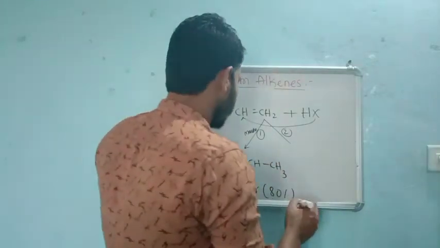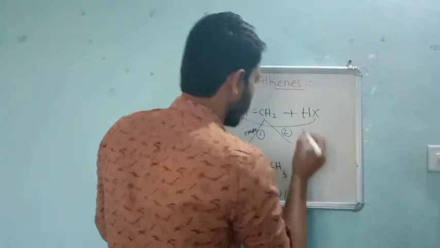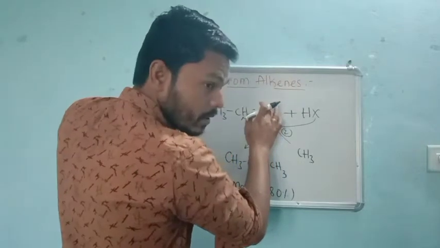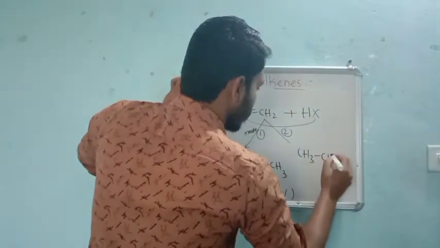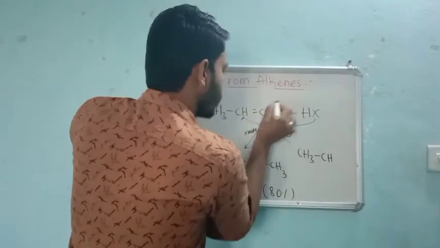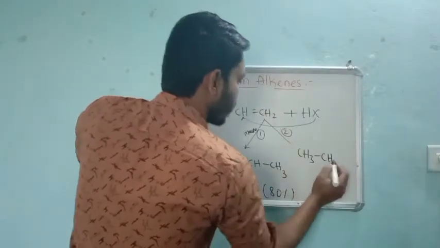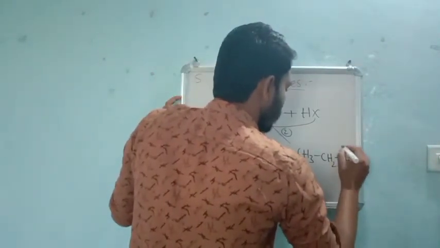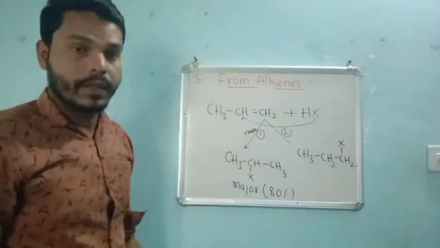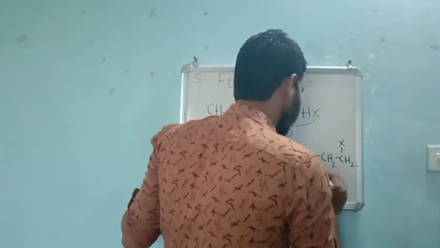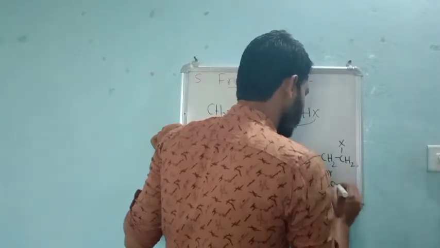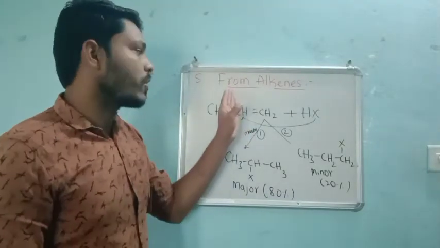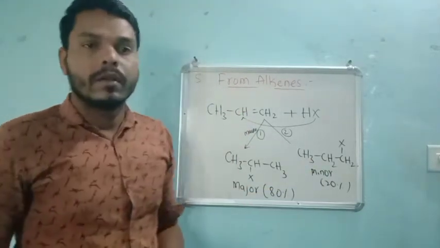And one more possibility is CH3. Now there is a possibility that X attacks this carbon. In that case, if X attacks this carbon, then this will move here and become CH2, the double bond is converted into a single bond, CH2 with X again, right? And it is a minor product, whose percentage is 20, right? So this is nothing but preparation of haloalkane from alkenes.